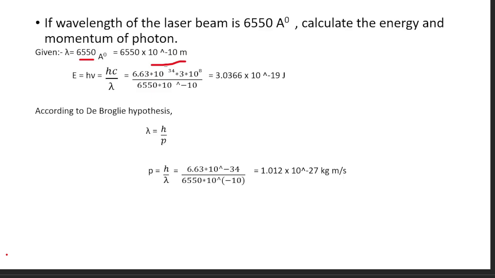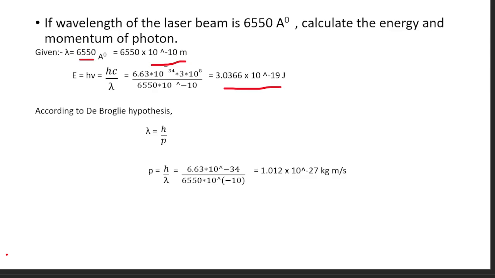We know the relation E equals h nu, and nu is nothing but c upon lambda. So we can write capital E equals hc upon lambda. Here h is Planck's constant whose value is 6.63 into 10 raised to minus 34, c is the speed of light, 3 into 10 raised to 8, and lambda is given. After putting in the values, I will get the answer of 3.0366 into 10 raised to minus 19 joule. This is the energy corresponding to our laser beam.